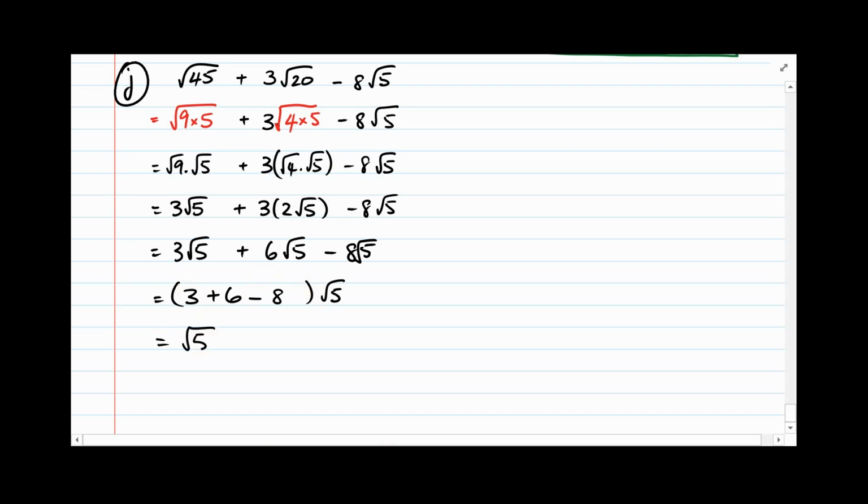As when you were doing x's, you wrote x, not 1x. So when the coefficient is 1, we don't really show it. Okay.